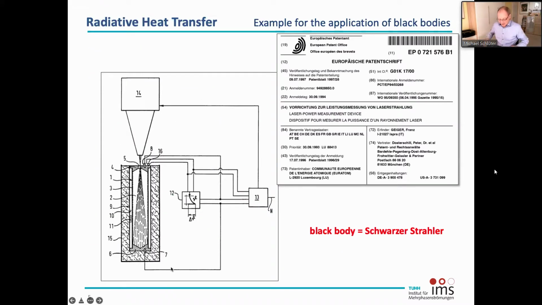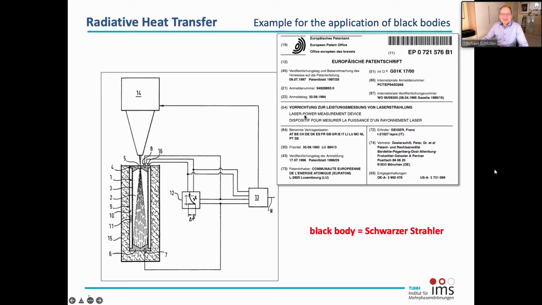Good, and let's directly start with this black body, because I guess it's good to show you a real black body that is used in reality to measure the power of lasers, for example. So here is a patent of a black body for the measurement of laser power, a laser power measurement device, Vorrichtung zur Leistungsmessung von Laserstrahlung.